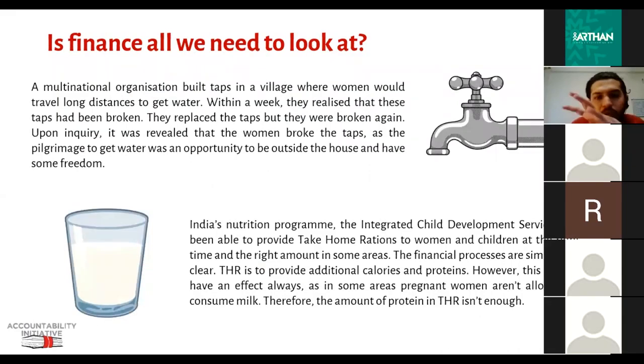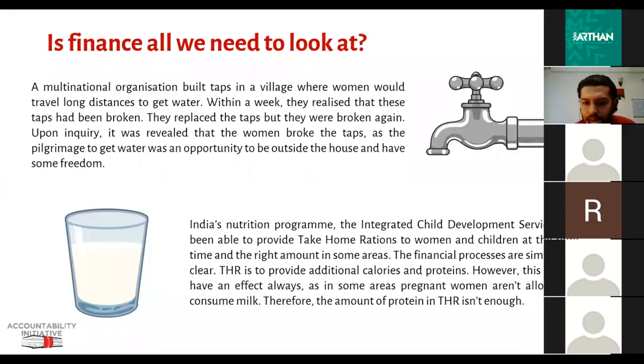But one question that we should ask is, is spending and finance all we should look at, or is there more? And let's perhaps look at a couple of quick examples. So the first example, this MNC, multinational corporation organization, sorry, not corporation, tried to build taps in a village where women had to go really far to get water. Very nice. Within a week, they realized that the taps had been broken. They built them again. They came back. They realized they're broken again.